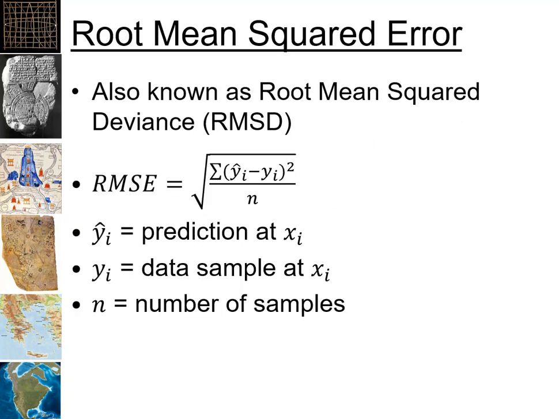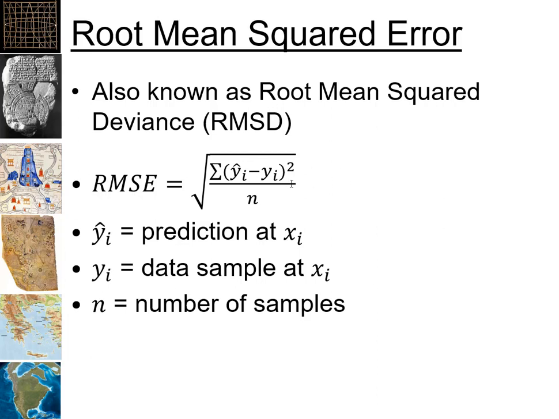Real quickly on root mean squared error, because you will see it once in a while. It's a powerful tool for being able to look at how well our residuals are matching our prediction. And it is used heavily in engineering and some other fields, so it may pop up. It's very closely related to standard deviation.